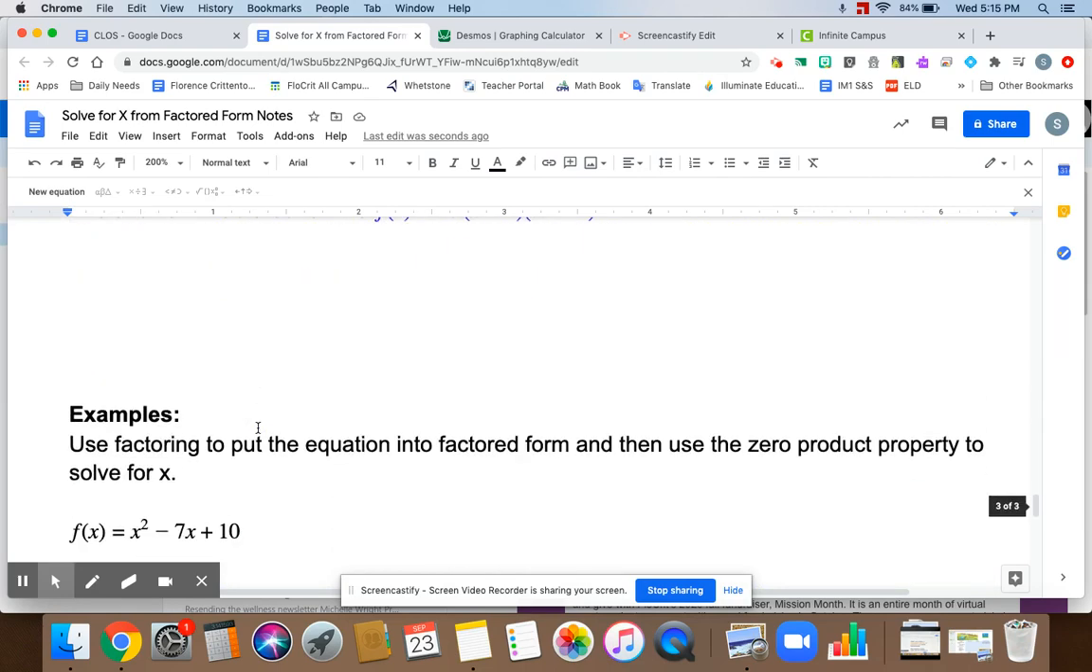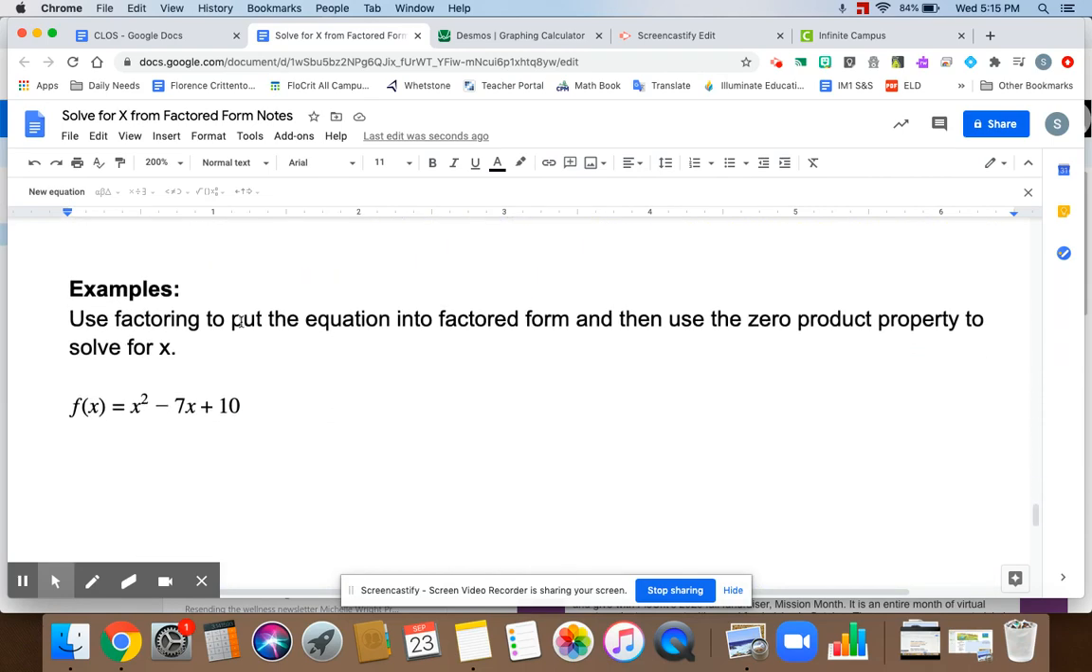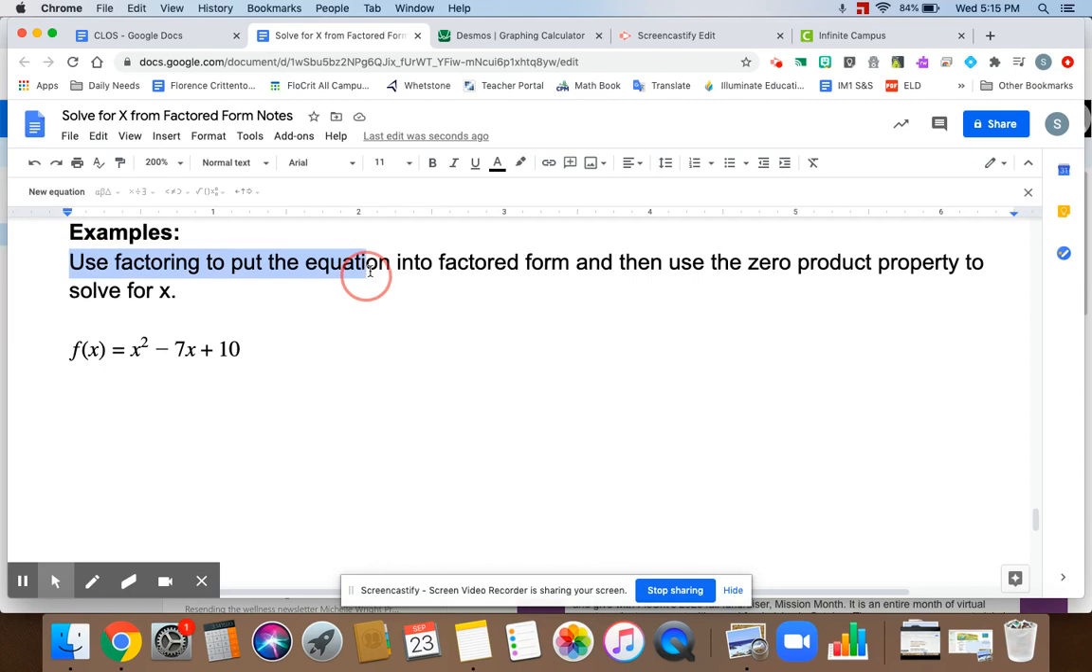So now let's do some big examples. So this one, it says use factoring to put the equation in factored form. So I have to do that first. And then use the zero product property to solve for x.